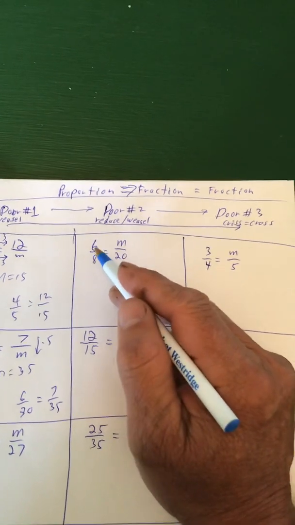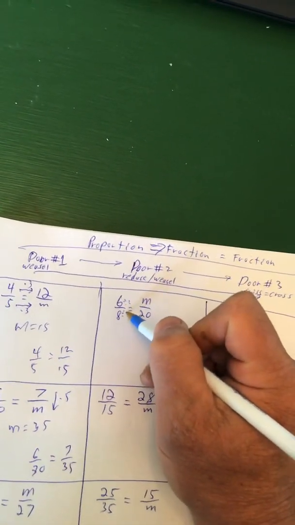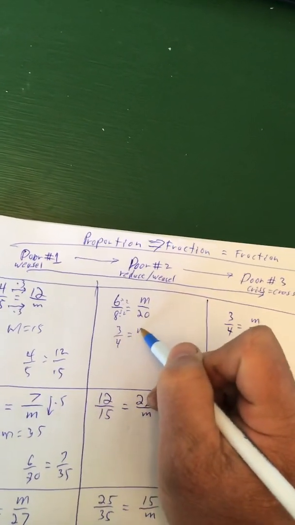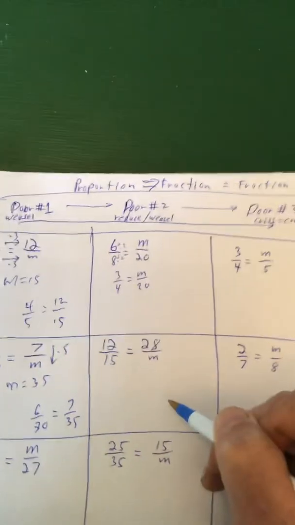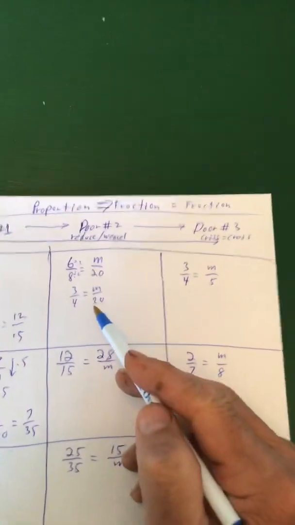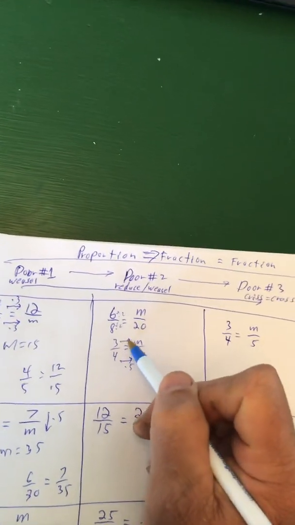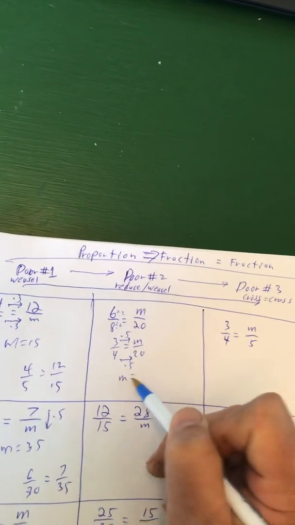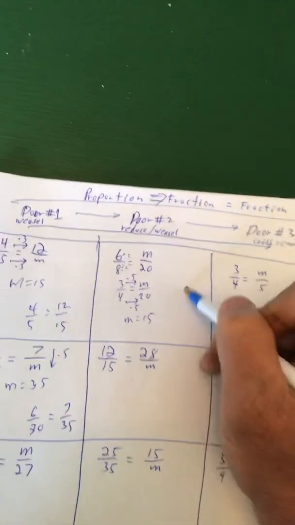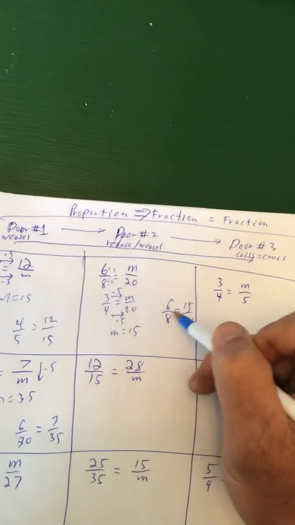Can I reduce this fraction? Yeah, I can divide both of these by 2. This reduces to 3 over 4 equals m over 20. And now, can I do door number 1? Yeah, this is times 5, so times 5, m equals 15. So 6 over 8 equals 15 over 20. They both reduce to 3/4.